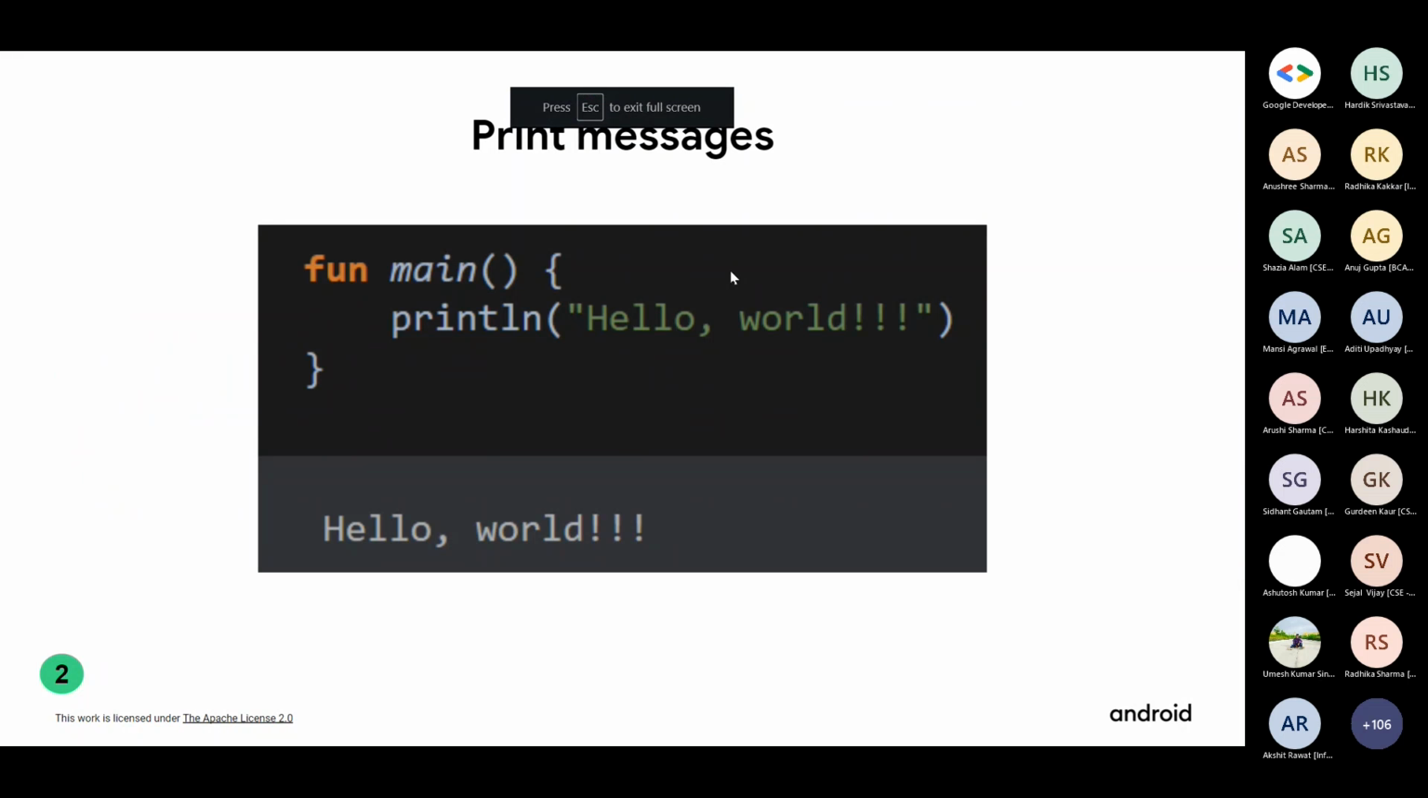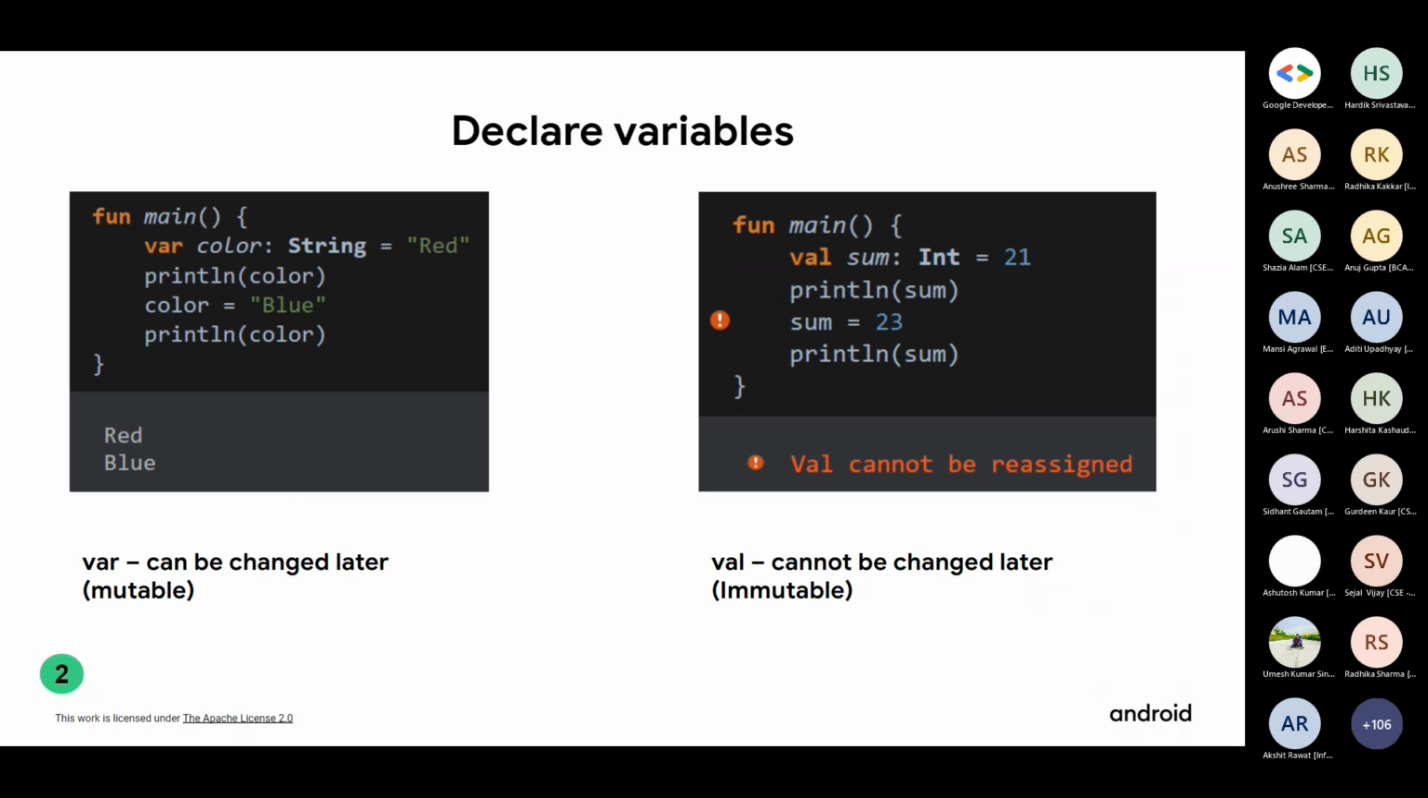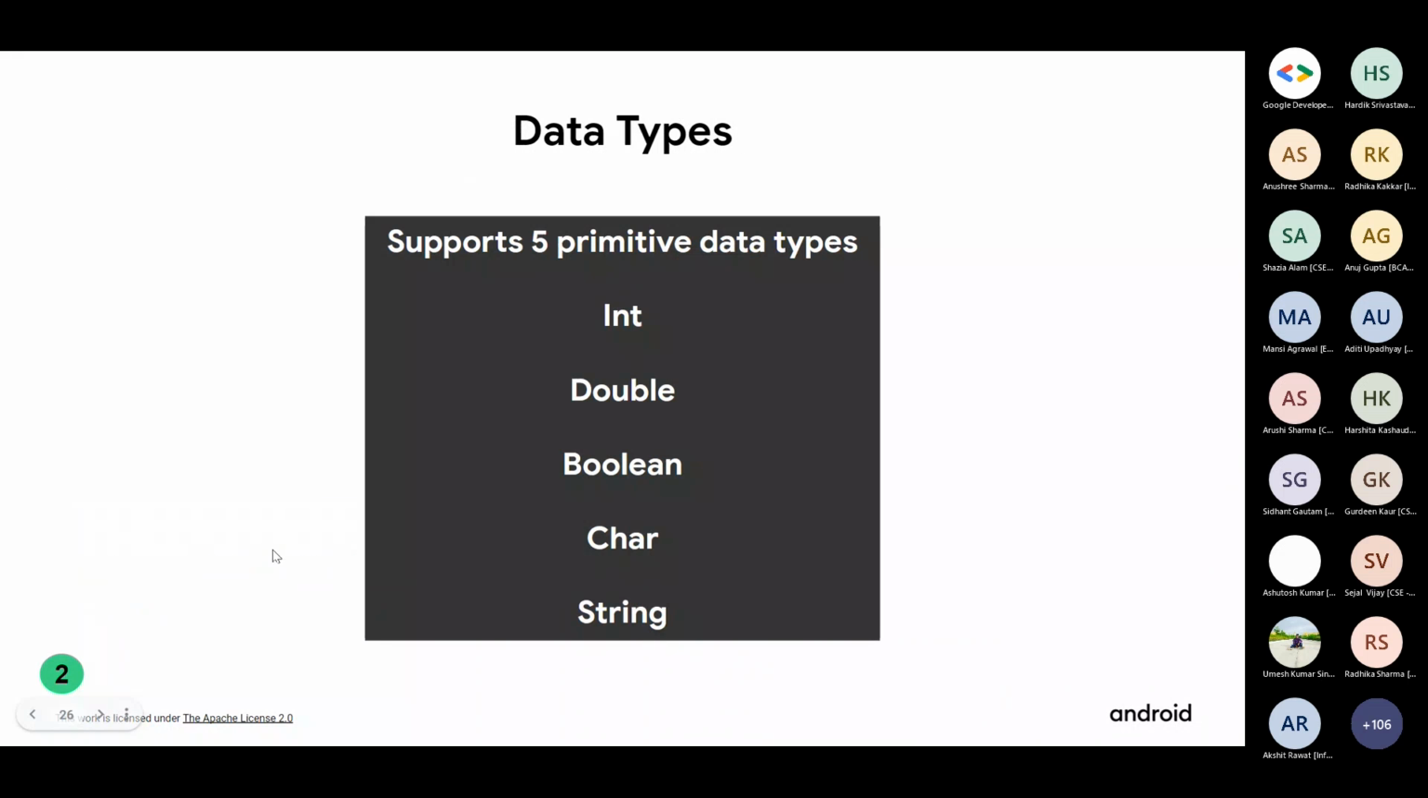Moving further, so this was the quick recap of what we have learned today. That is printing the statements, using the statement println hello world, and we have also learned how to declare a variable in Kotlin, that is using var and val. Val cannot be changed later after defining, and var can be changed. The data types supported by Kotlin are int, double, boolean, char, and string.